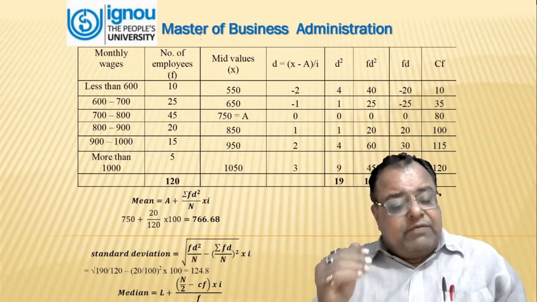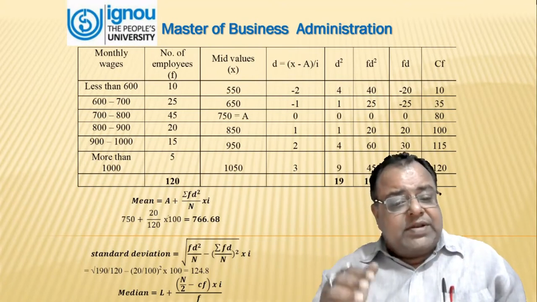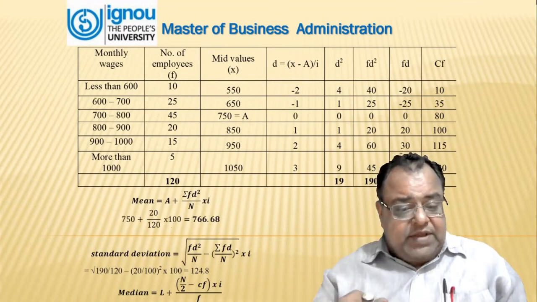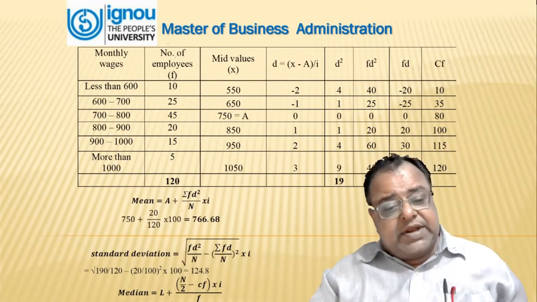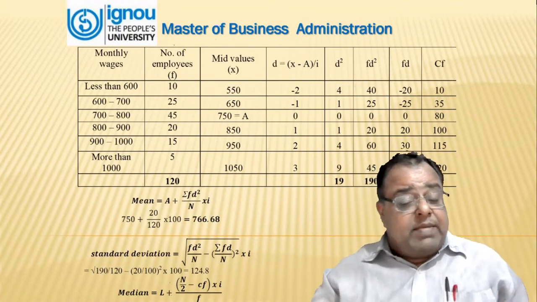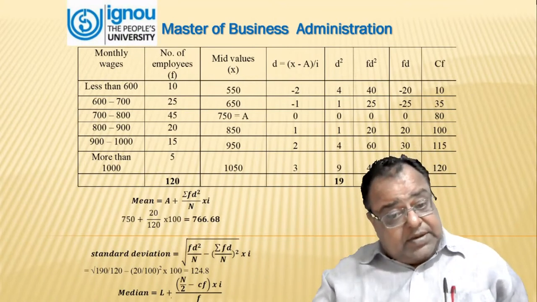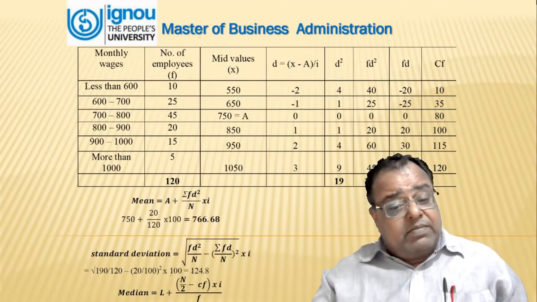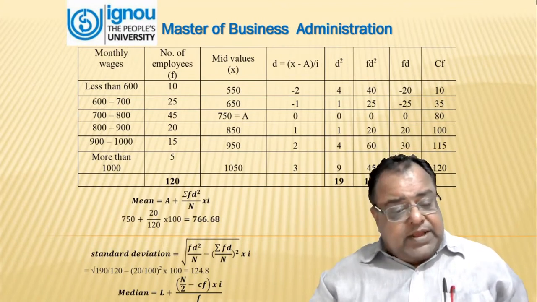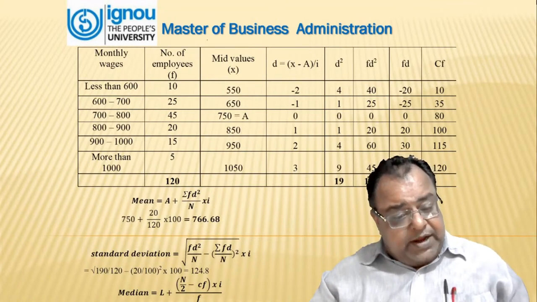The mean after calculations comes out to be 766.68. Then we will be calculating standard deviation, that is under root of summation fd square upon n minus (summation fd upon n) whole square, into i. Remember, i is apart from under root. So after the calculation, we get standard deviation as 124.8.